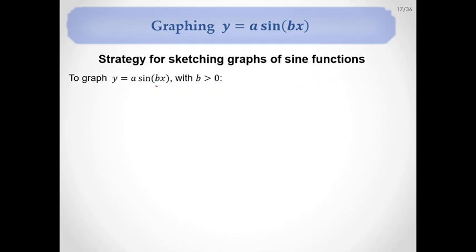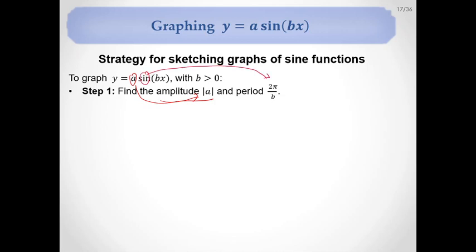Now the strategy is this. Find the amplitude and the period first. And how do you find the amplitude? You just take the absolute value of A. And how do you find the period? The period of sine is 2 pi, and we divide it by the coefficient of x, so the period will be 2 pi over b.